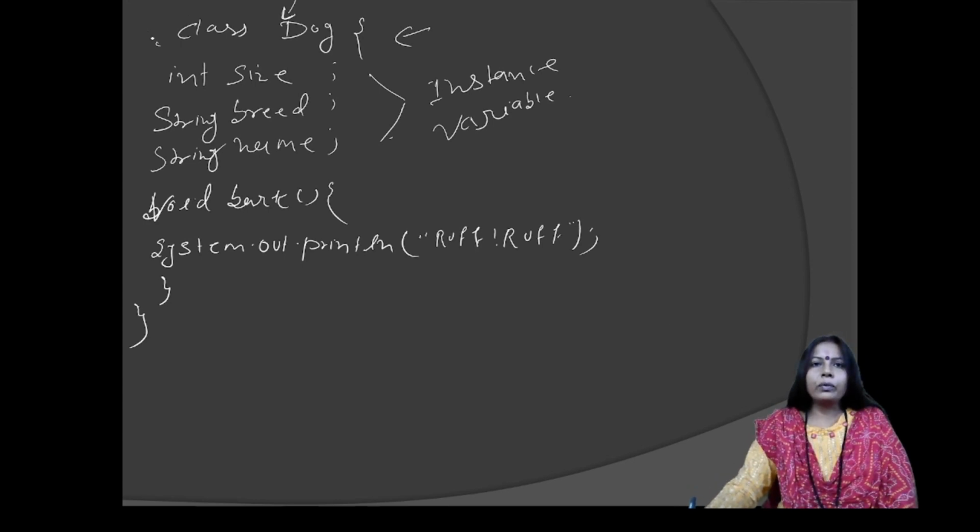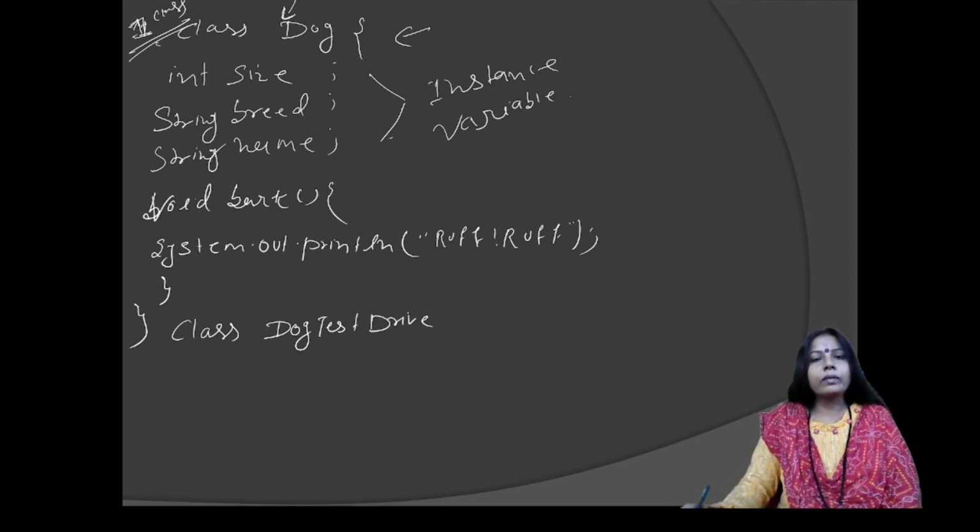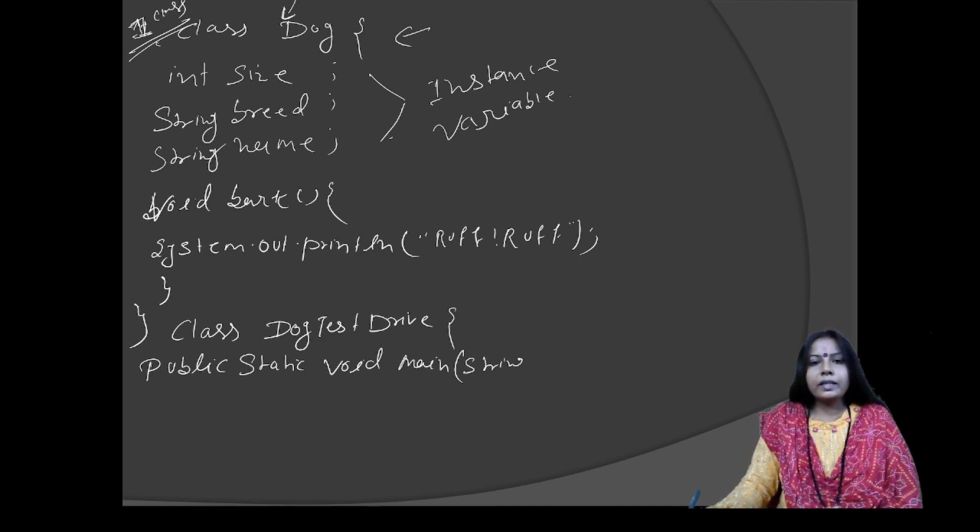So here, if you need to create an object, then at first here I create a first class. Now we need to create a second test class. So here again I create class DogTestDrive, and in this test class we use main method. So here I write public static void main String args.